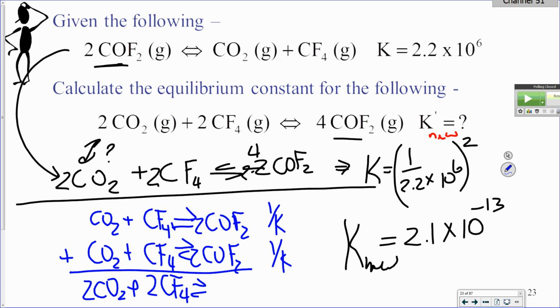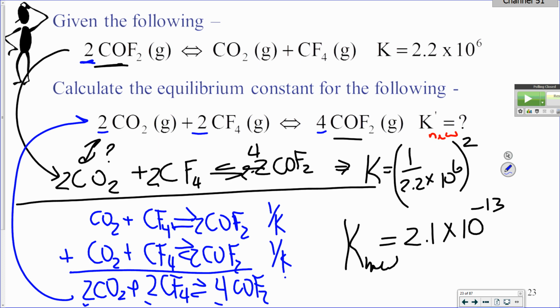Next, so this one was a 2. So 2 and 2 would make 4. So that would be the same as the one we're looking for now. 2, 2, 4. And the K new would be the product of 1 over the original K times 1 over the original K, which is the same as the inverse of that squared.